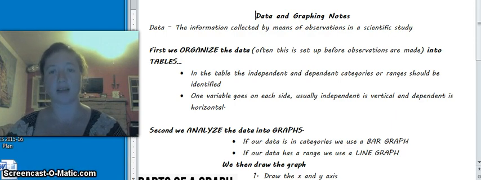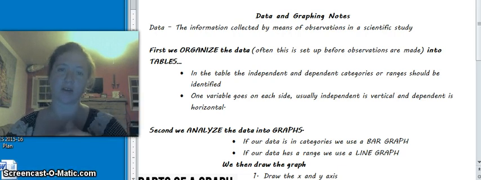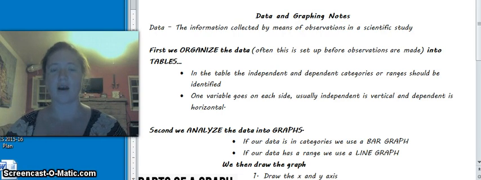They should be identified, and one should go across the top on the horizontal axis, and one should be going down the side, which is the vertical axis. Usually we put the independent on the vertical and the dependent going across the top. However, with tables you can do it the opposite way, just depending on how the data best fits. Okay, so that's our tables when we get our data organized.